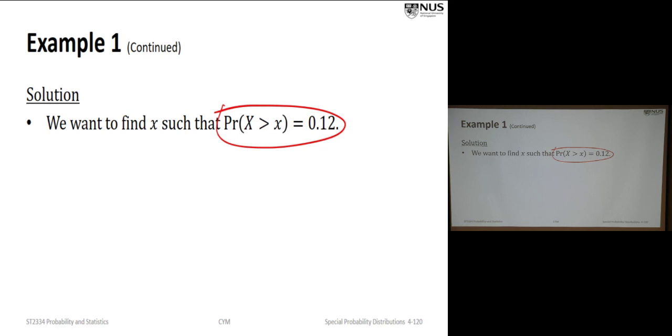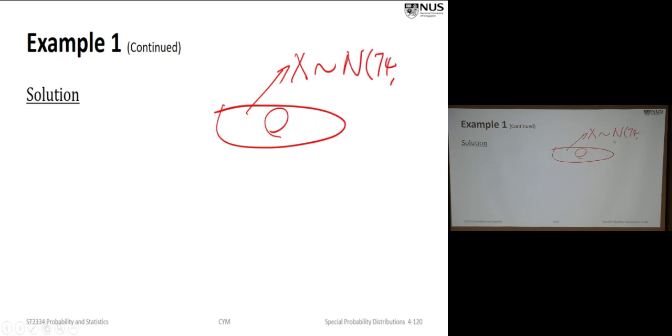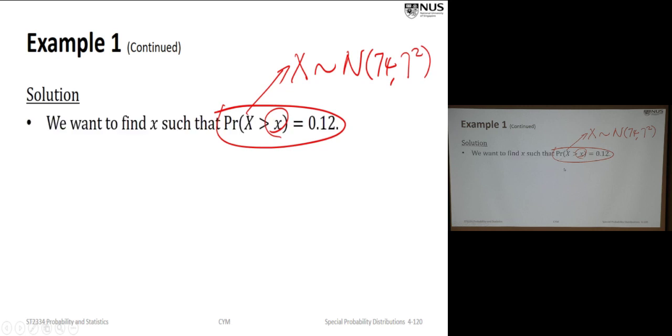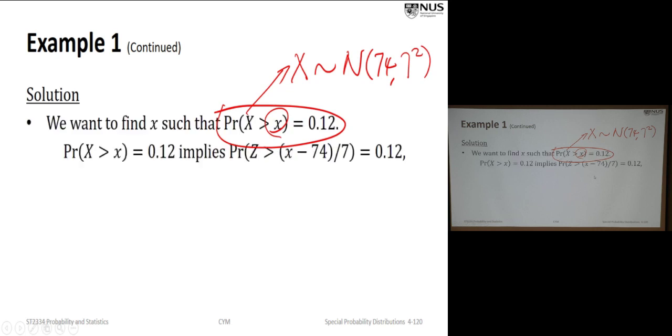So this is what we are supposed to find. We're supposed to find x, the little x, such that we basically solve the equation. This is the unknown. Do we know anything about this capital X? It's normal. It's a random variable. And we know that it's normal with mean 74. And what is the standard deviation? 7. So it's like that. All right? So, solving this equation, I standardize it, minus the mean divided by the standard deviation, and it's equal to 0.12.